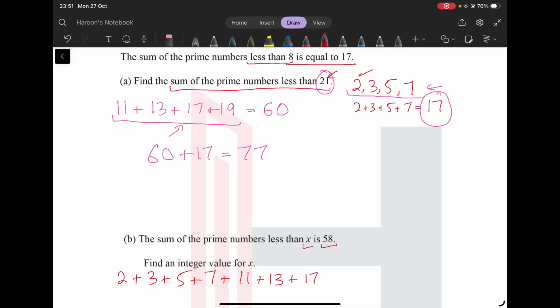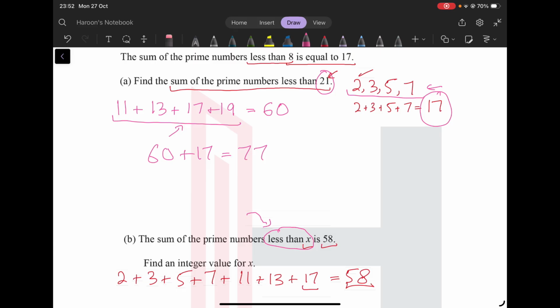This is equal to 58. Now till 17, this is equal to 58. Now they specified less than x. So can I write 17? Not really, because this should have been equal to x, equal or less than. So because there is no equal to, I need to take a number that is bigger than this.